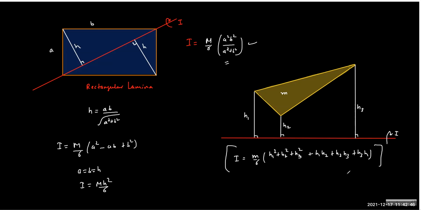Now, you can see that H1, H2, H3 are on the same side. But what if they are on two different sides of the axis? When they are on two different sides of the axis, then you have to take a negative sign. If you take up as positive, take down as negative. Understood? So this formula will take care of everything, including the question that we just solved. But here H is on the other side, so we have to take one as plus, the other as minus. If you choose the proper sign convention and put it in this formula, this will give you the answer for any random question.